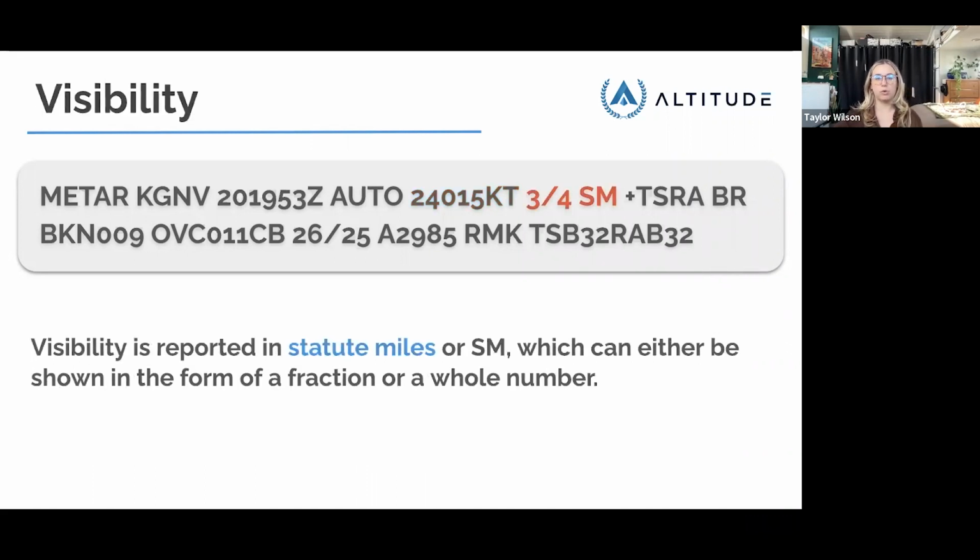Now, this is always reported in statute miles, which is what the SM stands for. And it's either going to be in a fraction or a whole number. So for this example, it's actually 3/4 of a statute mile, so not even a full mile of visibility.